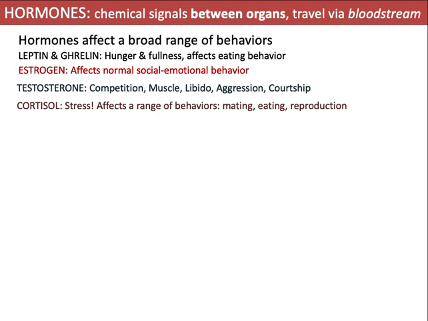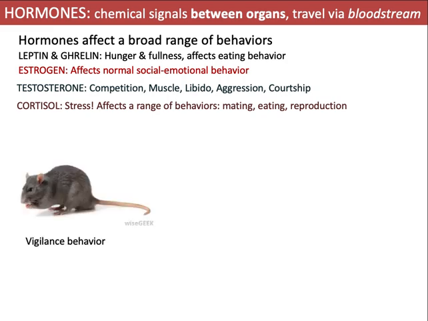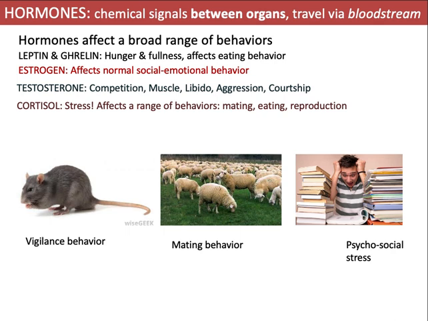Cortisol is another hormone, and cortisol is the stress hormone. And the stress hormone affects a range of behaviors, including mating, eating, and reproduction. And so these are just some examples of that. And so when people talk about stress, it's related, but it's distinct from so-called psychosocial stress, right?